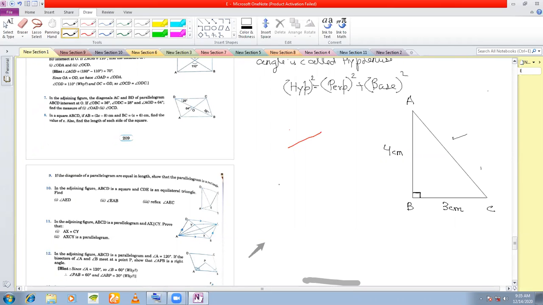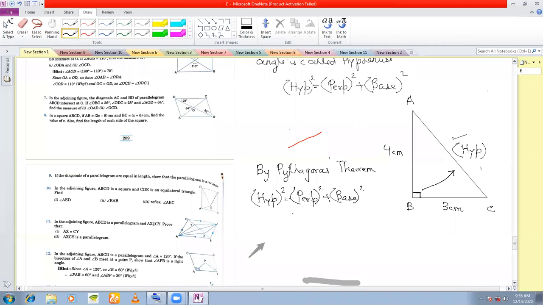First of all, what you will see here is that this AC side is the hypotenuse because it is just opposite to the right angle. So this is the hypotenuse, right? So we need to find out the length of the hypotenuse. Okay. So by Pythagoras' theorem, we have hypotenuse square is equal to perpendicular square plus base square.